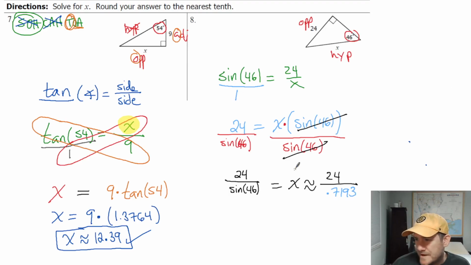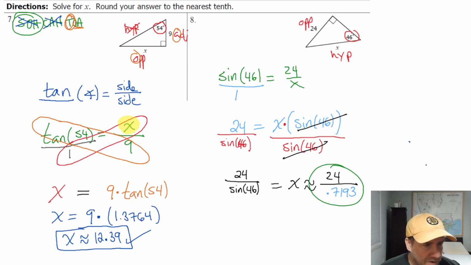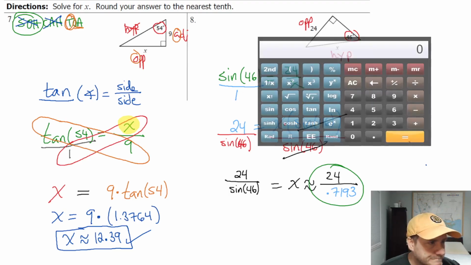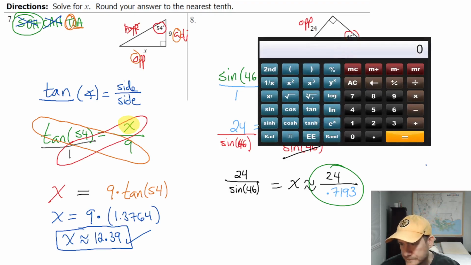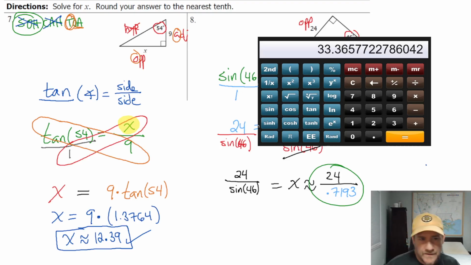And then from here, no matter what calculator I have, I can do this division problem. So let's pull up a calculator and do it. Here you go. So in this calculator, I'm just going to type 24 divided by 0.7193 equals, I'm getting 33.37, 33.37, and that's it.